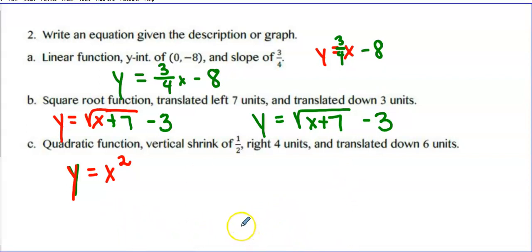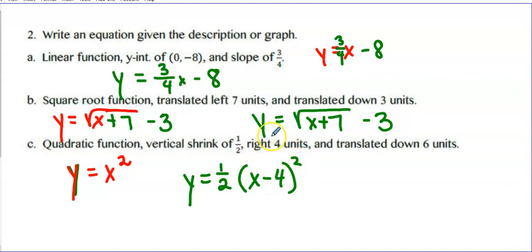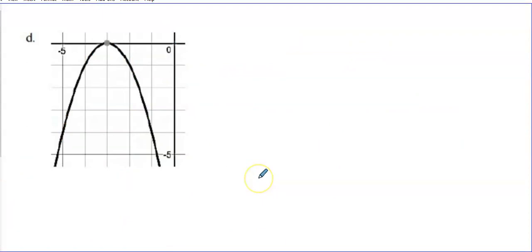Okay, so if you pause the video, you've got an equation in front of you. What you would have is y equals 1/2 on the outside of the parentheses, and then you would have x minus 4 squared, because it's right 4 and inside the parentheses it's opposite, and then down 6 units would be minus 6.